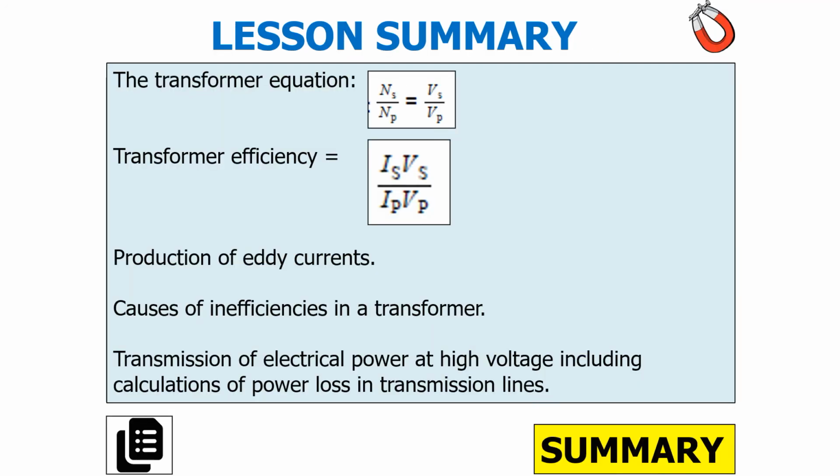So let's summarize what we've learned in today's lesson. The transformer equation is Ns over Np is equal to Vs over Vp. The transformer efficiency can be calculated by the equation Is times by Vs over Ip times by Vp. We should be able to understand about the production of eddy currents and understand the causes of inefficiencies in a transformer. And we should also be able to understand the transmission of electrical power at high voltage, including calculations of power loss in transmission cables.